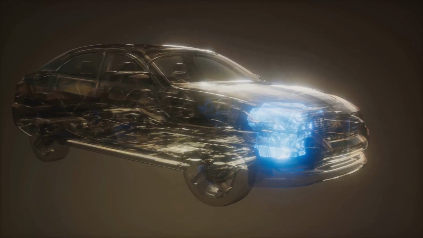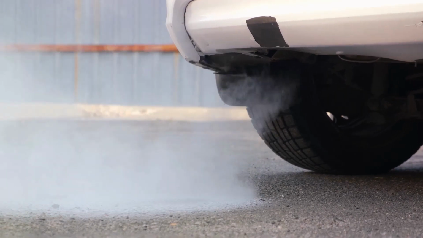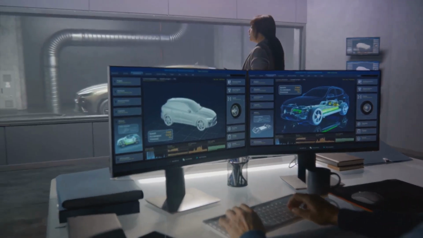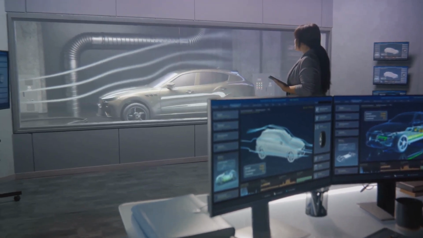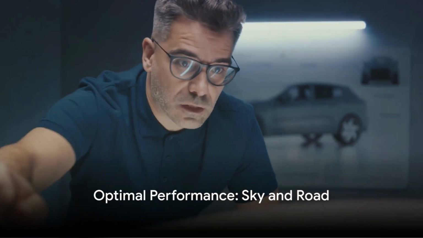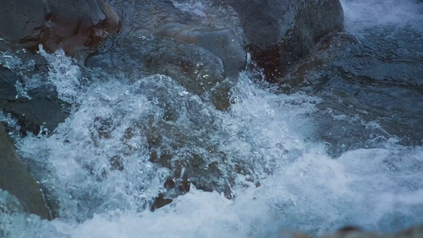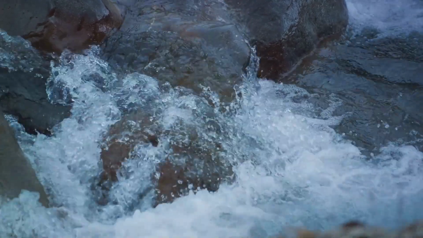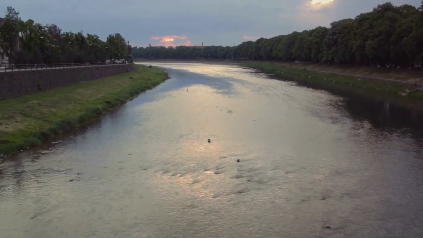Or consider a car's engine. The exhaust gases expelled are also subject to these principles. Engineers, by understanding and applying the conservation of mass, design exhaust systems to efficiently manage this flow, ensuring your vehicle runs smoothly and efficiently. So, whether in the sky or on the road, fluid dynamics and the conservation of mass ensure optimal performance. Remember, a river's flow can teach us more than just the beauty of nature. It can unravel the intricate science of fluid dynamics.